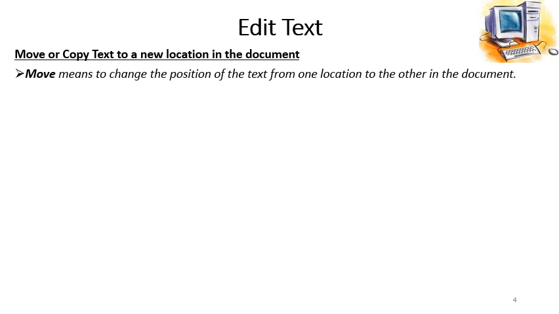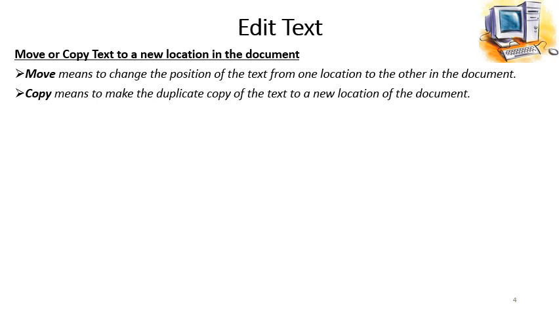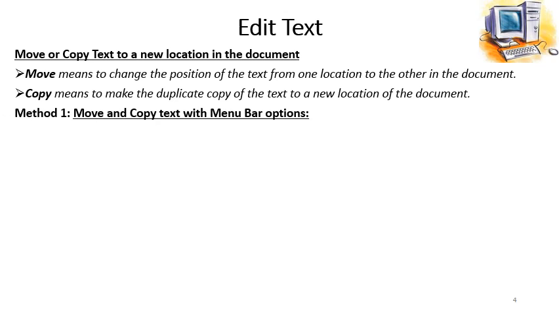Move means to change the position of the text from one location to another in the document, while copy means to make a duplicate copy of the text at a new location in the document. There are different methods to perform the move and copy commands in MS Word, and we can do it in several ways. There are two methods which are discussed in your book.